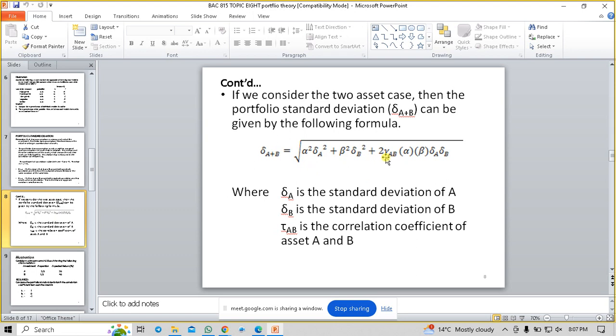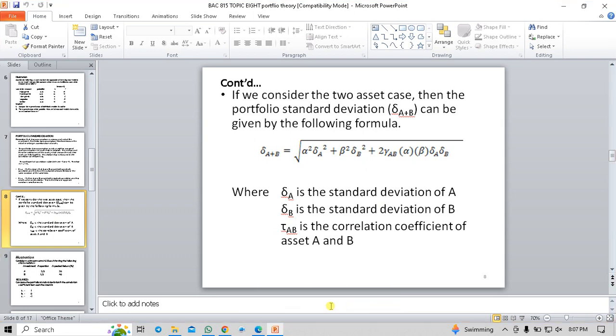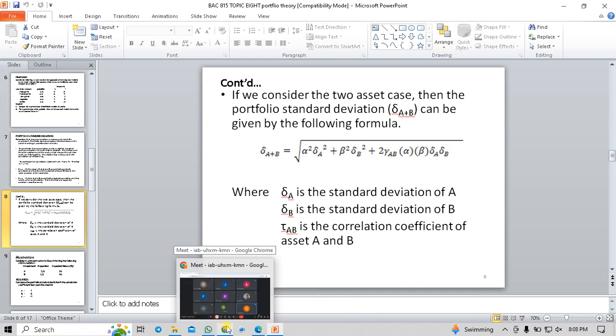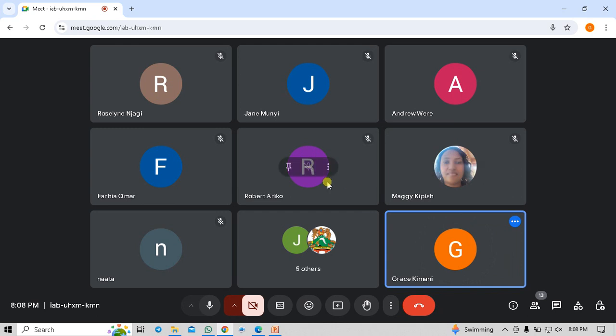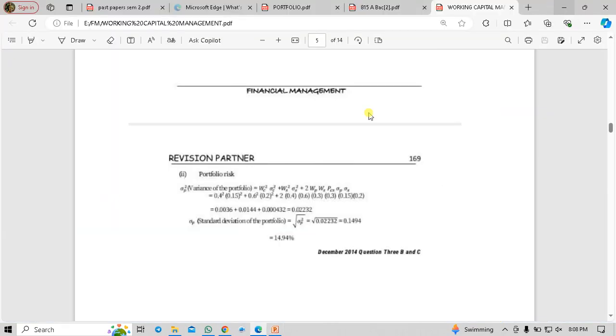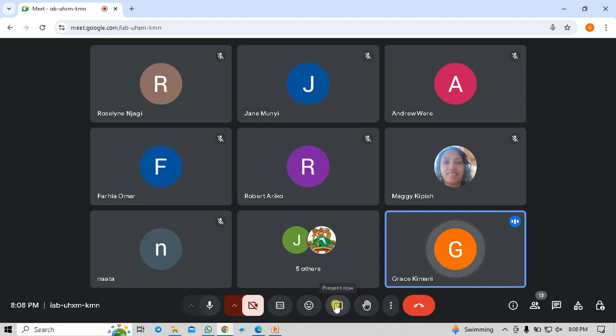2YAB. This one looks like a Y, but it's a symbol for correlation coefficient of asset A and B. This is a symbol for correlation coefficient. So 2 times the correlation coefficient times alpha times beta times standard deviation of A and standard deviation of B. So that formula looks like that. So let me stop sharing. Then I go to our document, so that we look at a question, we apply that formula.